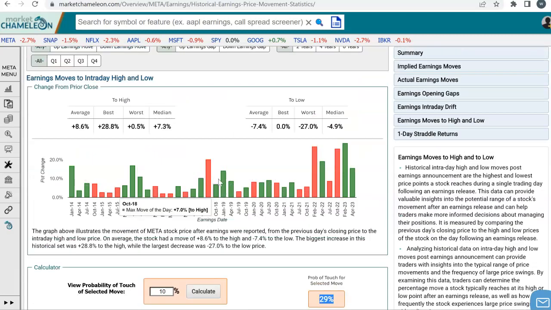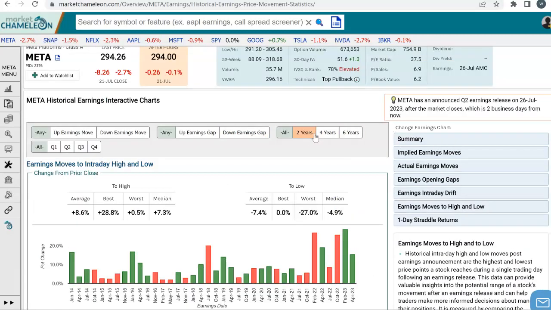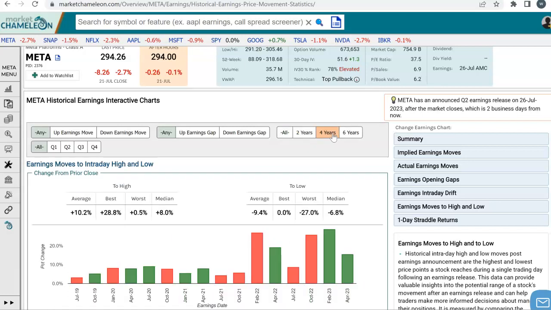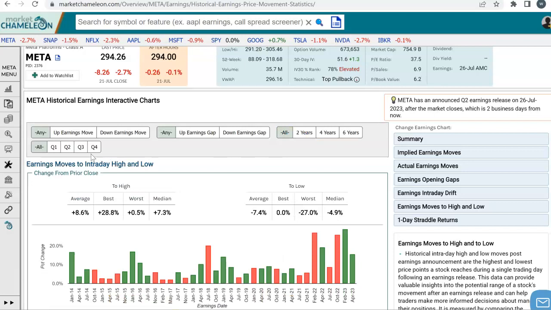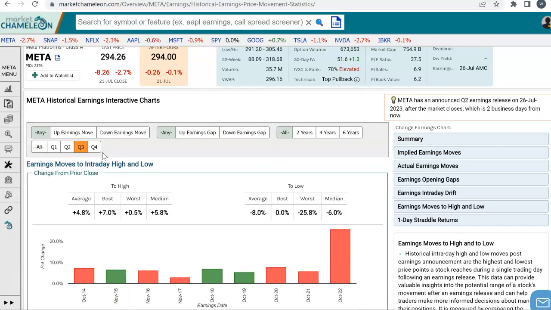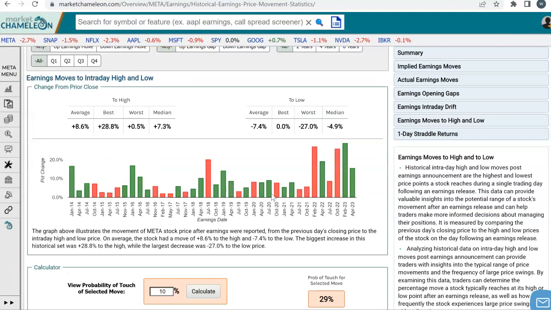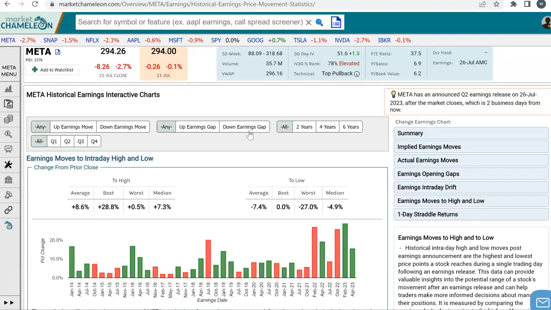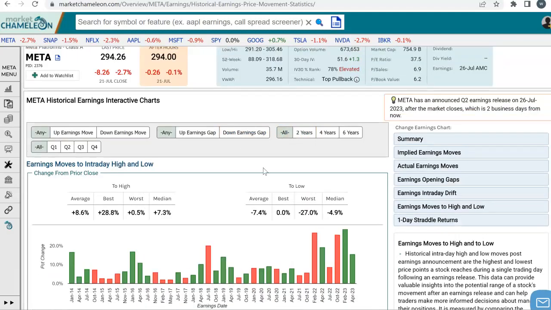And if we come up here and want to narrow down the data, we can see how often it did that in the last 2 years or 4 years. If we want to look at it by quarter, we could look at it by second quarter or third quarter. And when you select these filters, all the data and stats will update based on the filter selected.